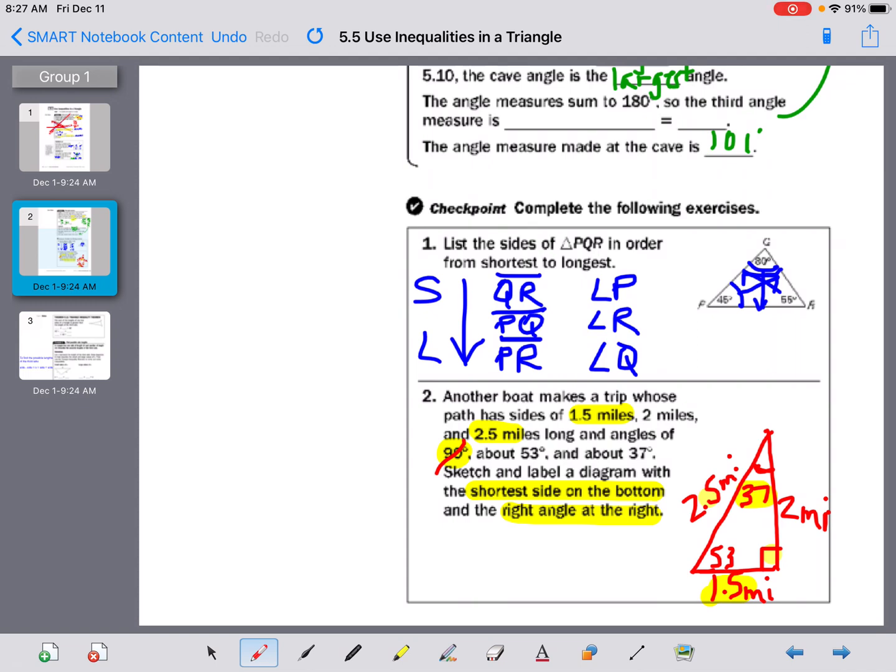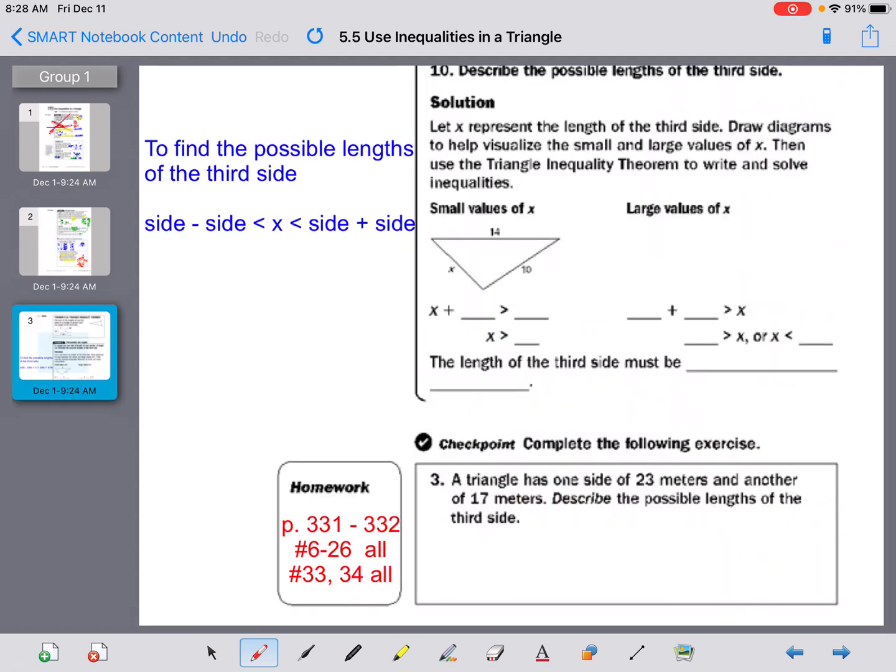By the way, if they only give you 2 of the angles, make sure you figure out the third angle because you need 3 angles and 3 sides to do these pictures. All right, let's move on to the last page.